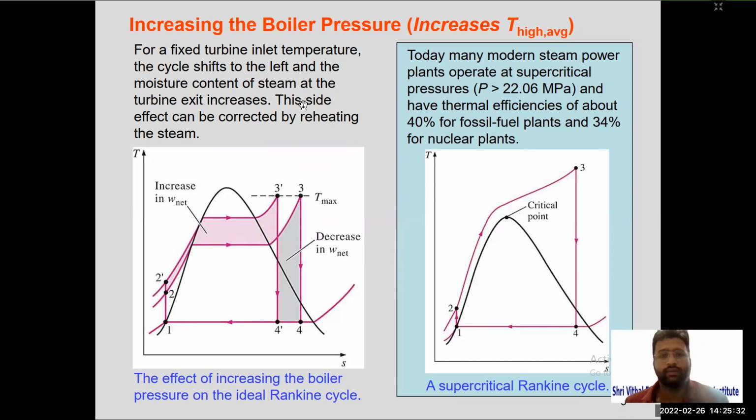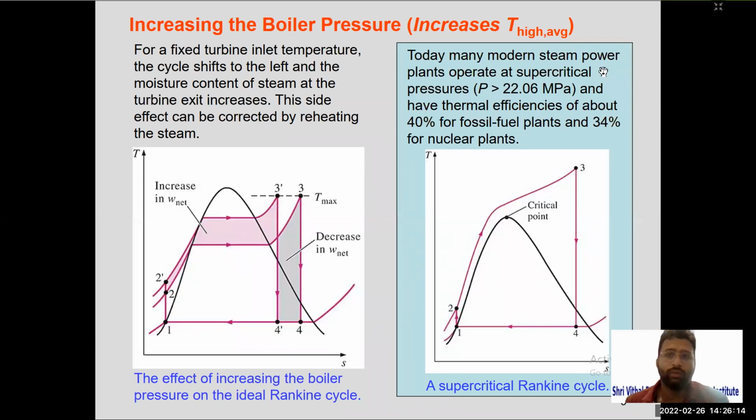But this side effect of moisture content can be corrected by reheating the steam. What does reheating the steam mean? Suppose the steam goes from 2 to 3 dash, 2 dash to 3 dash. Then you send the steam to the first turbine, right? Its energy will reduce a little, and let us say it comes to this point. Again, you will pass it through the boiler and it will be reheated. So that is the meaning of reheating. Again it is reheated, then it passes through the second turbine and is collected at the condenser inlet. What is reheating, what is regeneration, we'll see in the next slides.